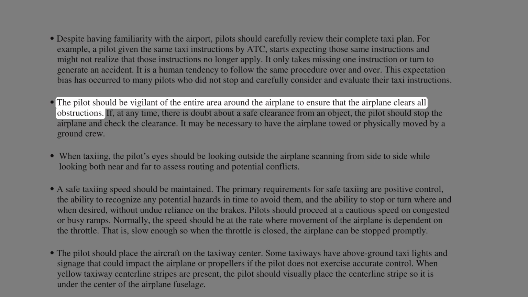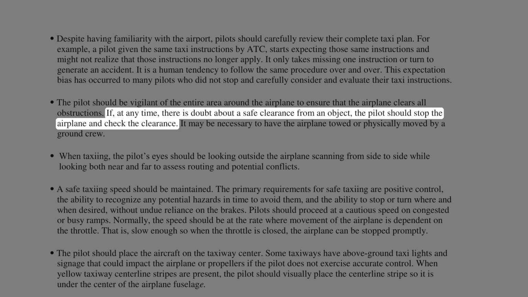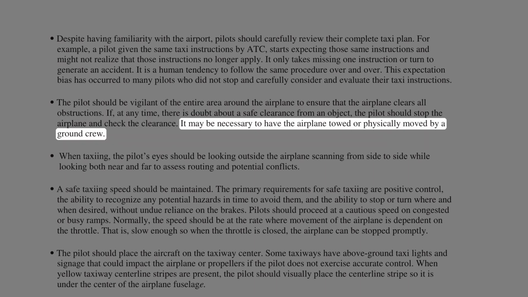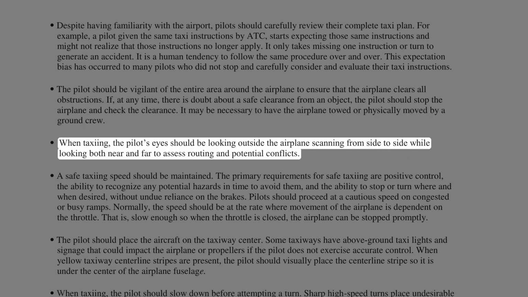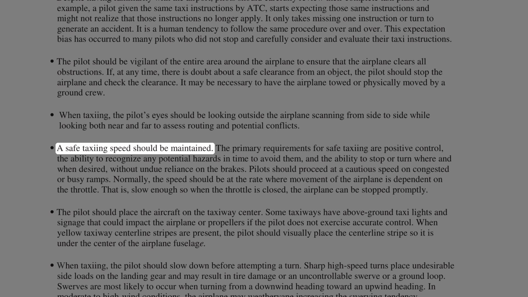The pilot should be vigilant of the entire area around the airplane to ensure that the airplane clears all obstructions. If, at any time, there is doubt about a safe clearance from an object, the pilot should stop the airplane and check the clearance. It may be necessary to have the airplane towed or physically moved by a ground crew. When taxiing, the pilot's eyes should be looking outside the airplane, scanning from side to side while looking both near and far to assess routing and potential conflicts. A safe taxiing speed should be maintained.